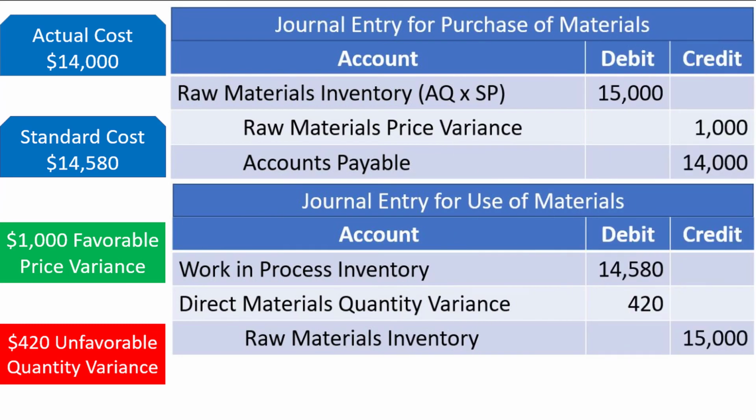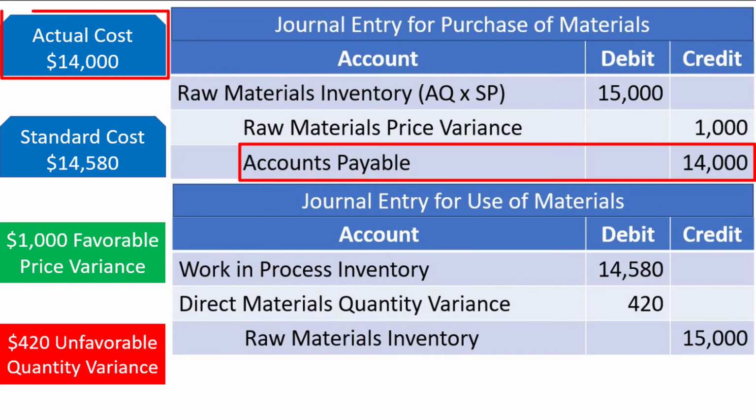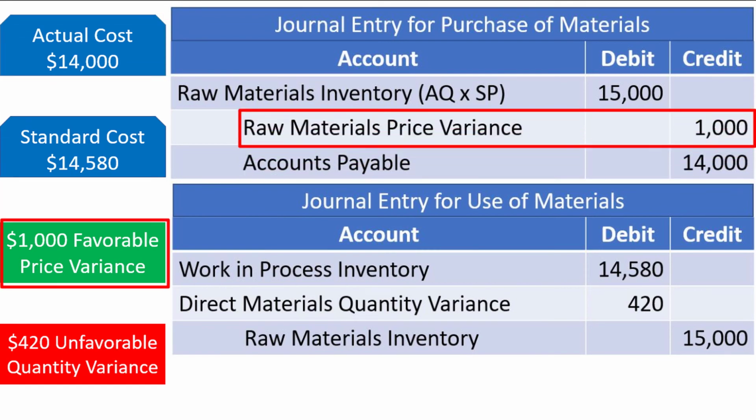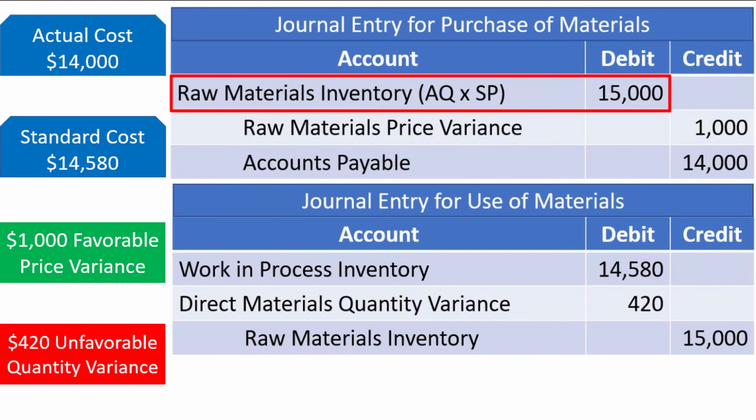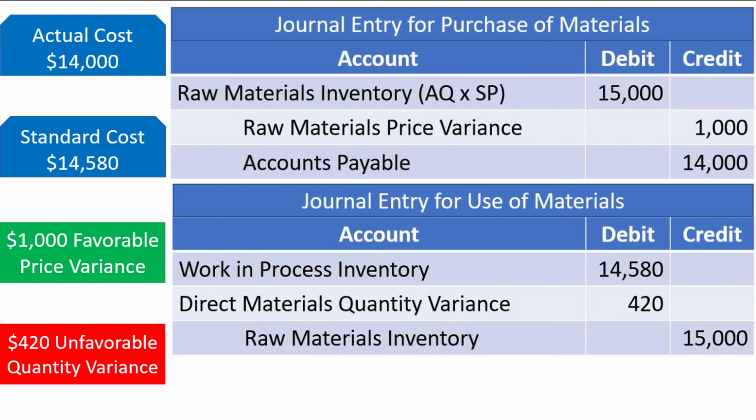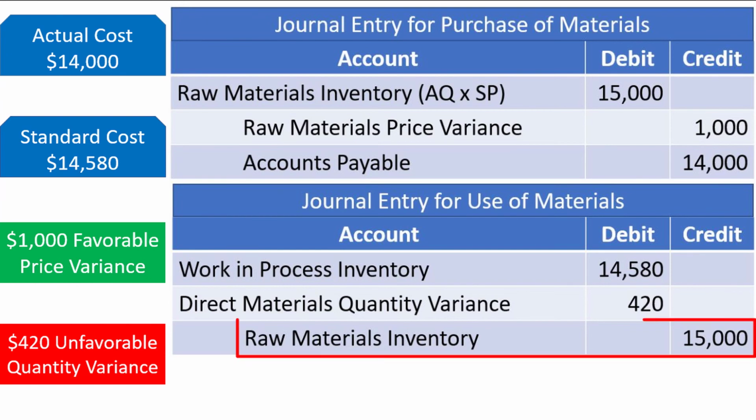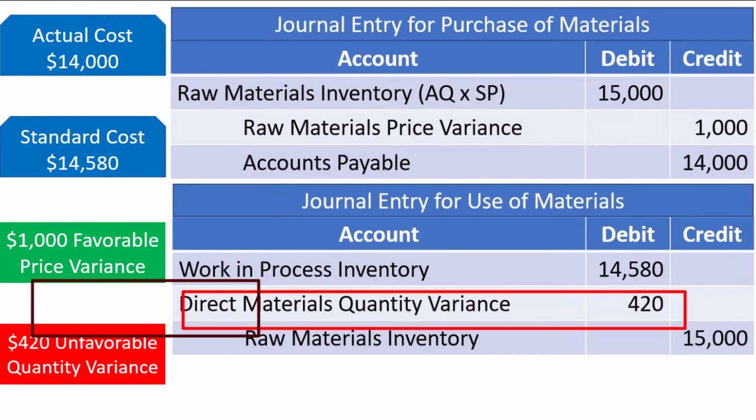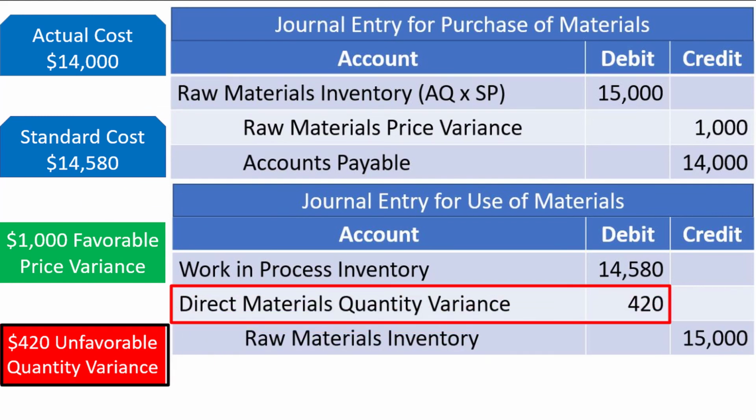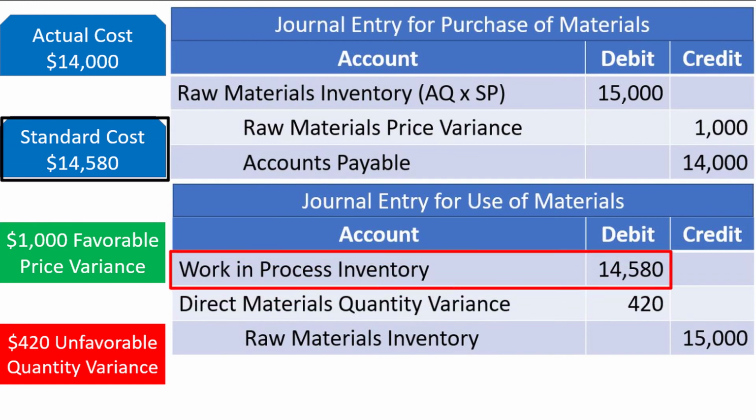For the purchase, we credit accounts payable for the actual cost we paid. We debit or credit the price variance depending on if it was favorable or unfavorable, and we debit raw materials inventory. The raw materials inventory can be found by balancing the journal entry, or it is also AQ times SP from the standard cost worksheet we referenced earlier. The second journal entry is for the use of materials. We credit raw materials inventory for whatever it was debited for in the purchase entry, debit or credit the quantity variance depending on if it was favorable or unfavorable, and debit work in process for the standard cost.